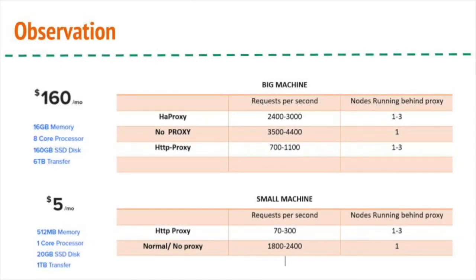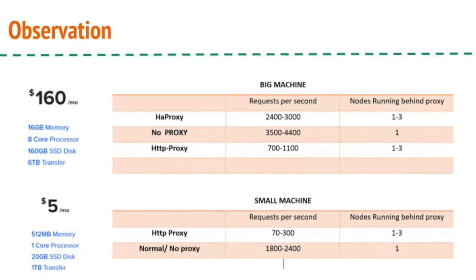We reserve 2 different droplets on DigitalOcean, and one of them is called the big machine and the other one is called small machine on the table. And we can see that we tried even different proxies. On the small machine, we tried HTTP proxy, and then we tried one without a proxy. And we realized that the one without the proxy was serving more requests per second.